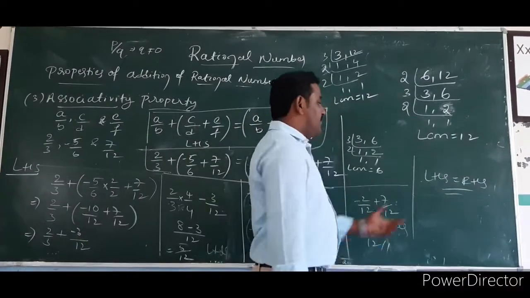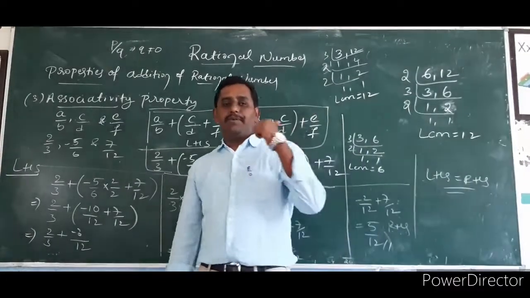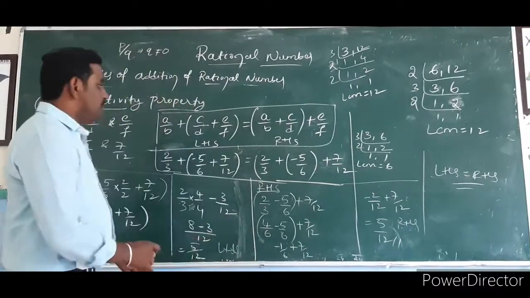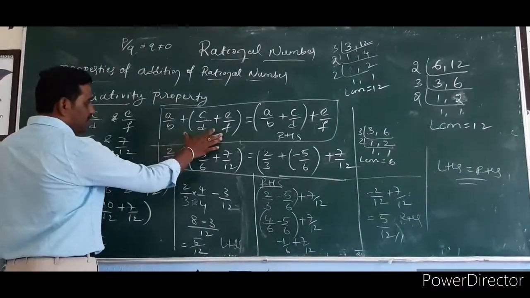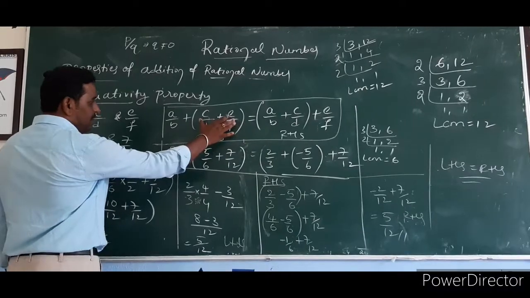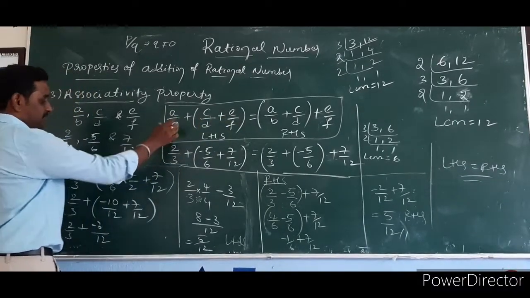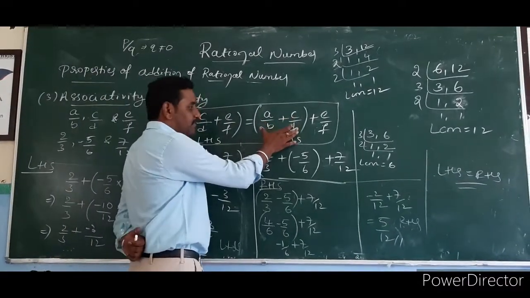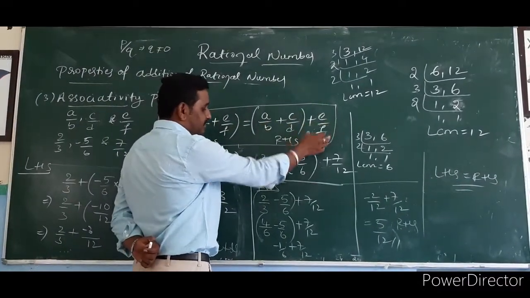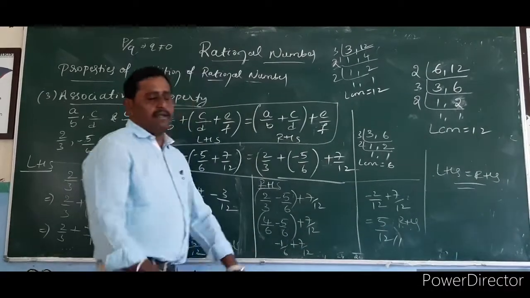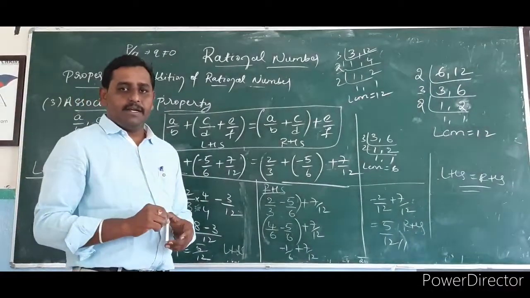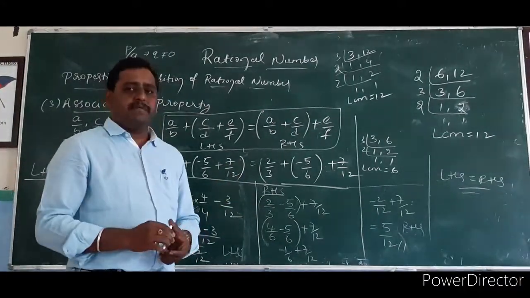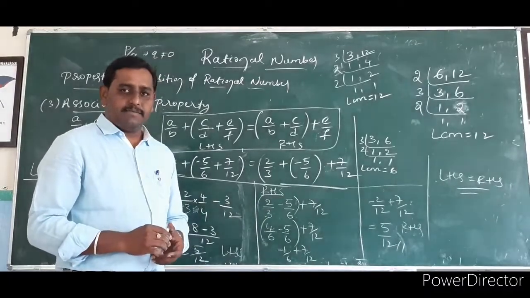This is the LHS answer and this is the RHS answer. Both are the same. If both cases are the same, the associative property is satisfied. Don't get confused here. In the LHS, first we solve this part and then add it with this number, and we get the answer. In the second part, the RHS, first you solve this part and add it with the third rational number. If you get the same answer, then the property is satisfied. This is not a lengthy process in the associative property. If you try, you will get the answers.